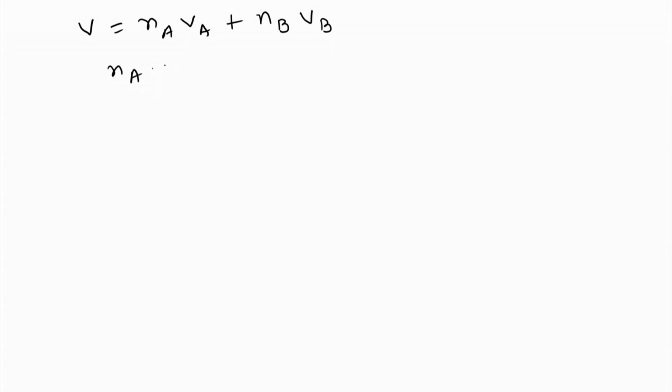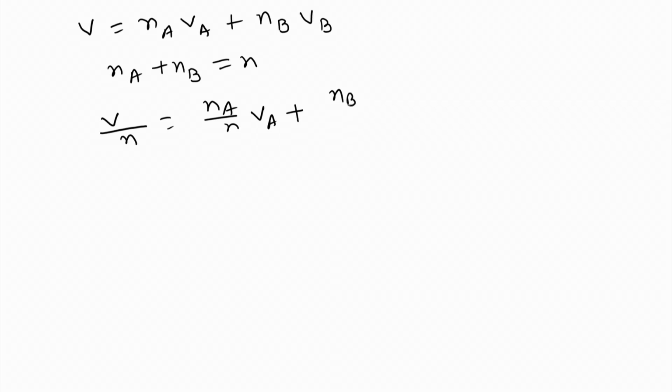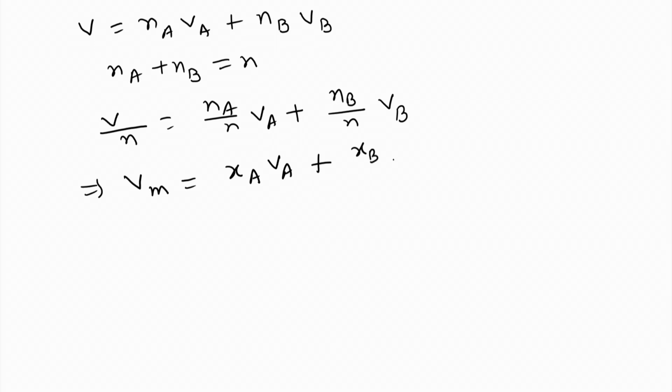And Na plus Nb is the total number of moles, and if we say it is N, then you can write V by Na, so you can write Vm is Xa times Va plus Xb times Vb. Okay. So, where Xa and Xb are the mole fractions of component A and component B respectively, and Vm is the molar volume, total molar volume.